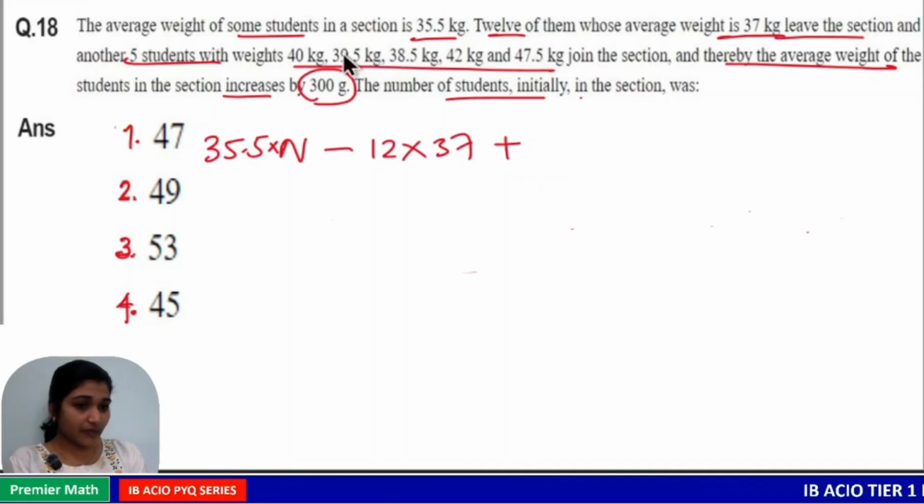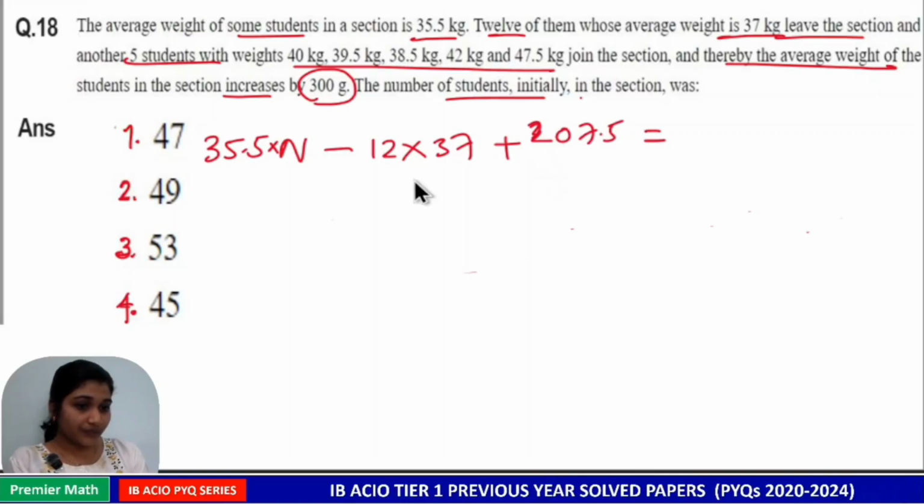Here, if I'm taking 40 as common, this is 0.5 less, this is 1.5 less. Then 1.5 plus 0.5 is 2, and here we have 2. So this is total 4 into 40, 160. 160 plus 47.5 is equal to 207.5.